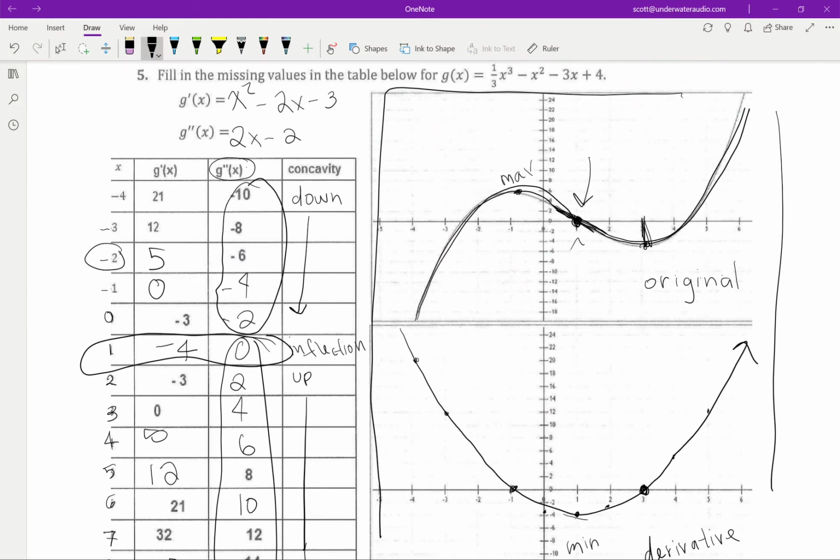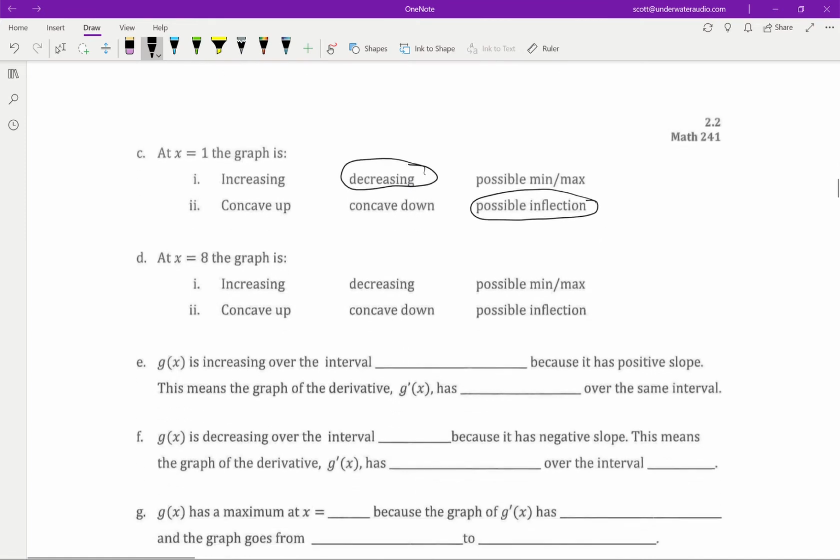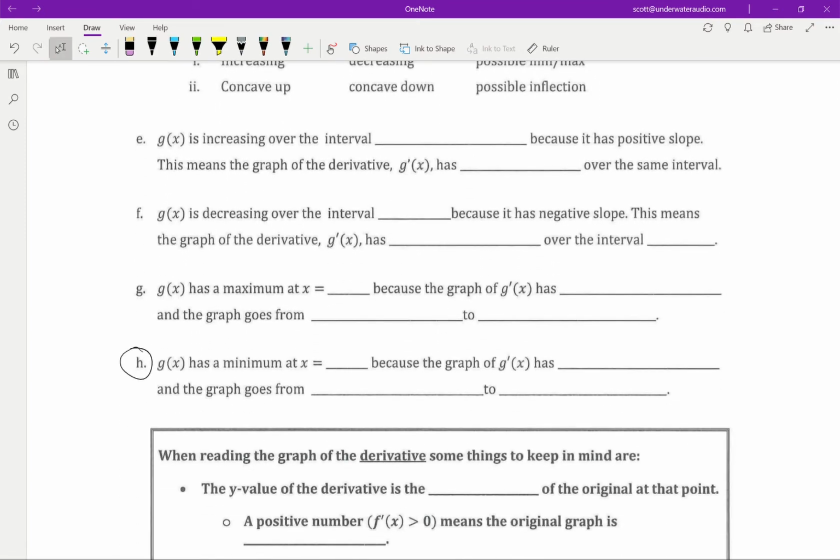And we know that for a couple of reasons, and one of them is because the derivative has an x-intercept at 3 that goes from negative to positive. So that's one way we knew it was a minimum. We could also look at our table and say exactly the same thing, actually. Okay, so that was 3. Because the graph of the derivative has an x-intercept, and the graph goes from negative to positive.